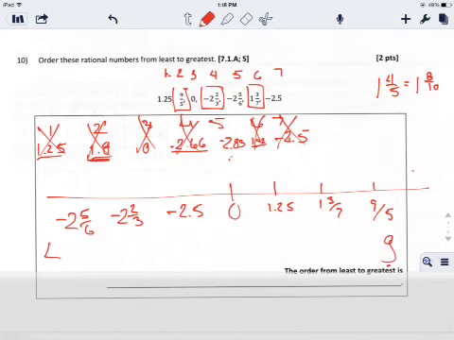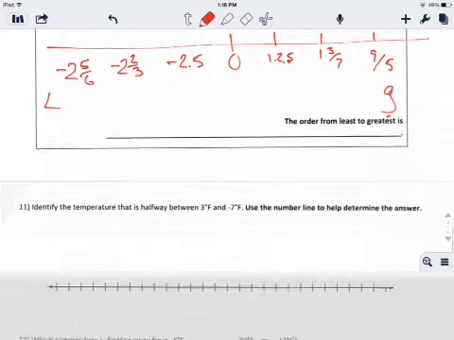1, 2, 3, 4, 5. 2 and 5/6. There was a -2. Okay, yes, I was just checking to make sure they were all in the original form. Negative or positive 1.25 is right there. All right.